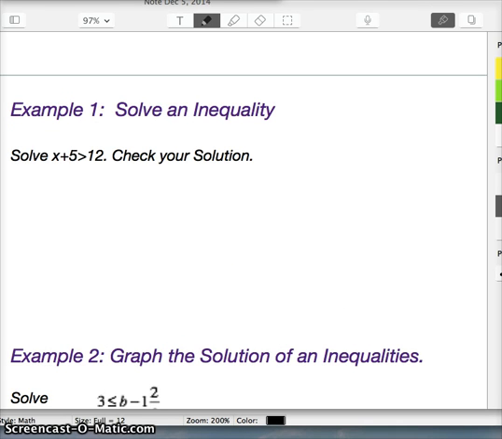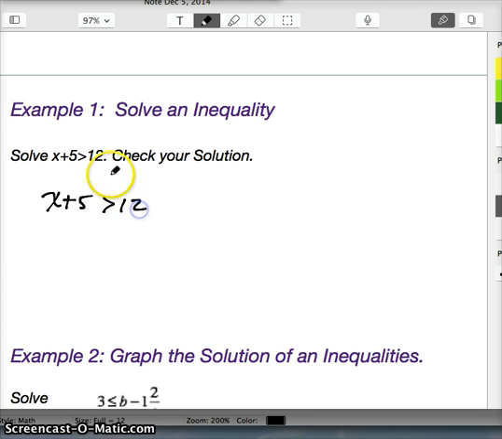So this leads us to our first example. Example 1, we're going to solve an inequality. So here it is: x plus 5 is greater than 12. We're going to solve it and check our solution. So I'll start off with x plus 5 greater than 12. In a lot of ways, we're going to treat this as an equation, so I'm going to do the same thing by drawing a line down the center. But I'm going to keep in mind that this is an inequality.